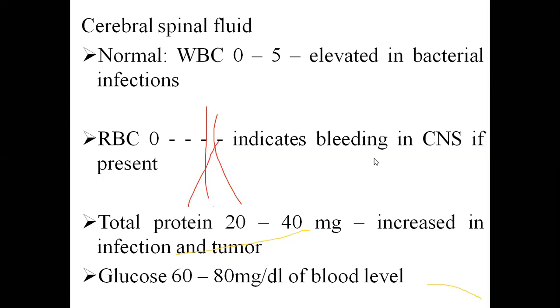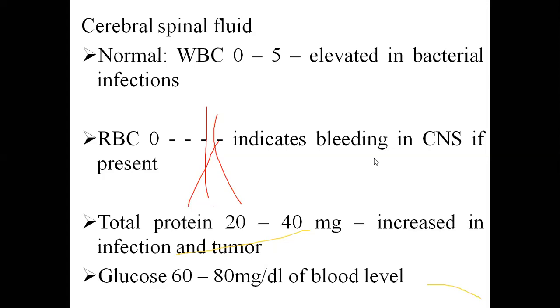The normal WBC, the white blood cell count in the cerebrospinal fluid, should be 0 to 5, elevated in bacterial infection. Then the red blood cell should be 0, and if present it indicates bleeding in the central nervous system. Then total protein is 20 to 40 milligram, increased in infection or tumor. That is, when there is infection or tumor, this will increase more than what you have. The RBC, you should not have anything, but if you have bleeding, it indicates there is bleeding in the CNS, the central nervous system.